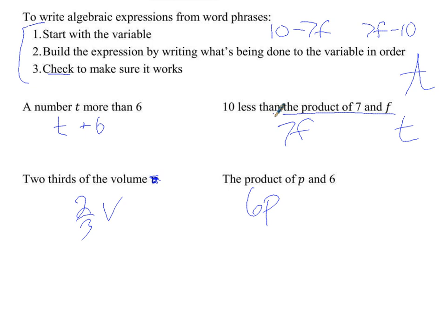It says 10 less than the product of 7 and f. I see the 10 less than over here, so that must mean that this is the right answer. Right? No. So the example I'm going to give is this.